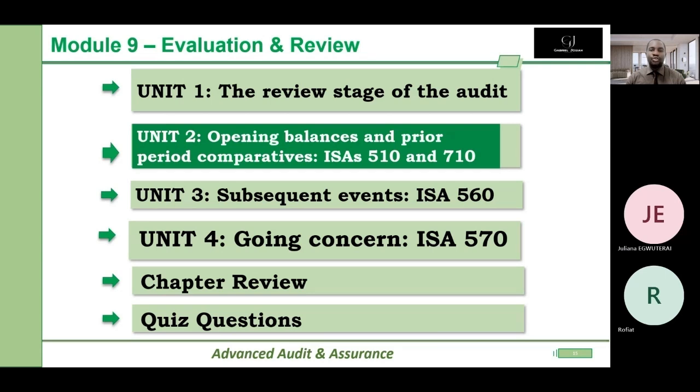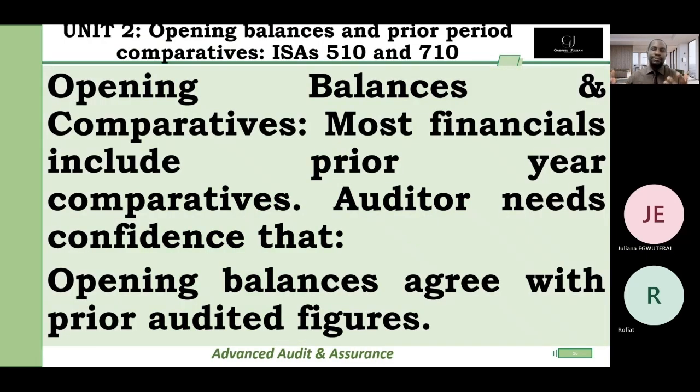So let's look at unit 2, opening balances and prior period comparatives, ISA 510 and ISA 710. Let's look briefly at this. So opening balances and comparatives involve accounts, ledgers, transaction postings, and mostly these financials include prior year comparatives. So what you're comparing is last year to this year.